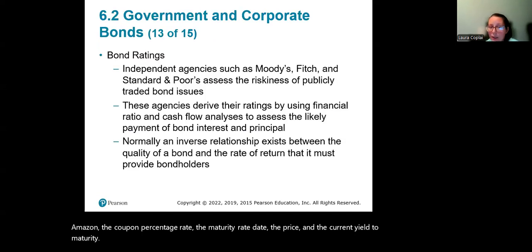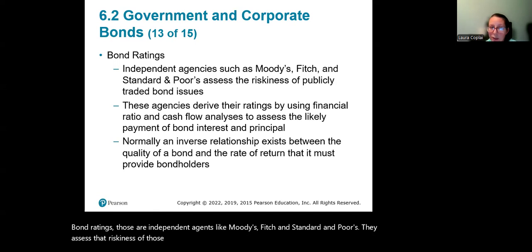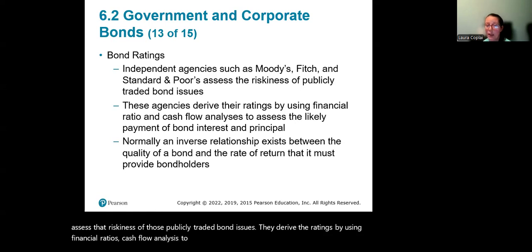Bond ratings come from independent agencies like Moody's, Fitch, and Standard and Poor's. They assess the riskiness of those publicly traded bond issues. They derive the ratings by using financial ratios and cash flow analysis to assess the likelihood that the bond payments, both interest and principal, are going to be paid. So usually an inverse relationship exists between the quality of the bond and the rate of return. And that has to be provided to the bondholders.